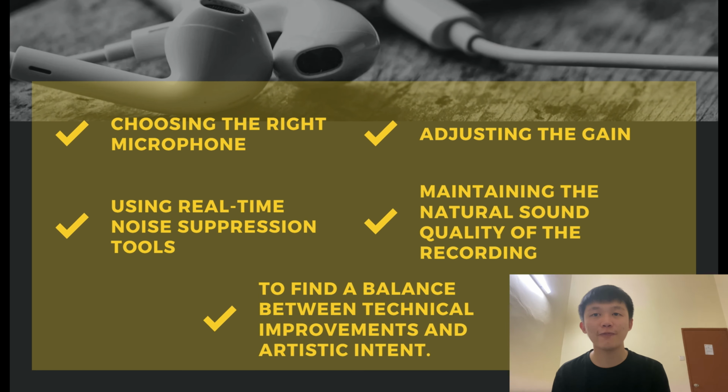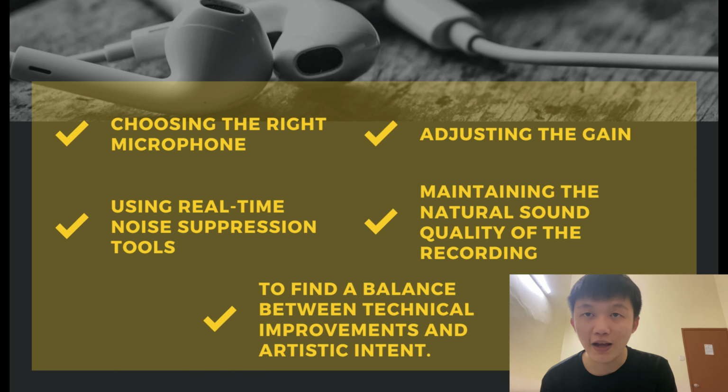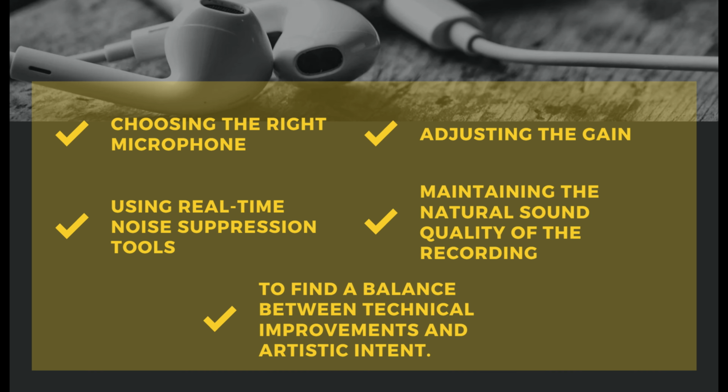So today we discussed 5 ways to reduce the noise during the recording process, including choosing the right microphone, adjusting the gain, using real-time noise suppression tools, maintaining the natural sound quality of the recording, and how to find a balance between technical improvement and artistic intent. By applying these technical principles, we can effectively reduce noise and ensure high quality and professional recording. I hope these methods are helpful for your recording work.